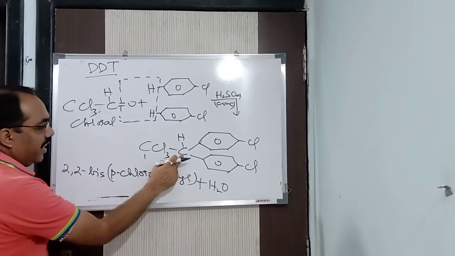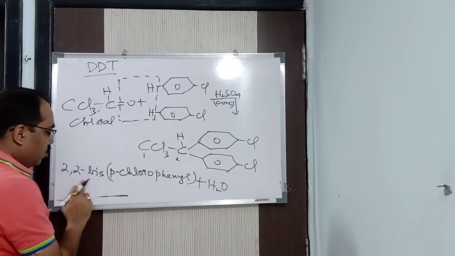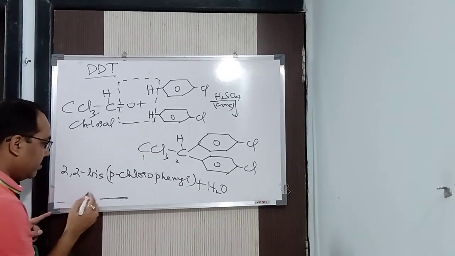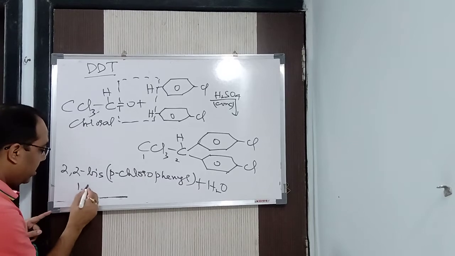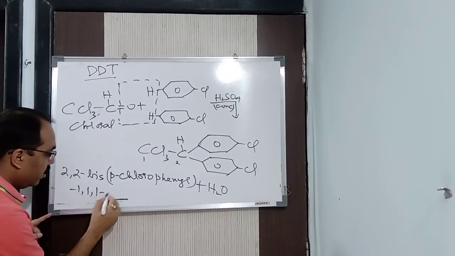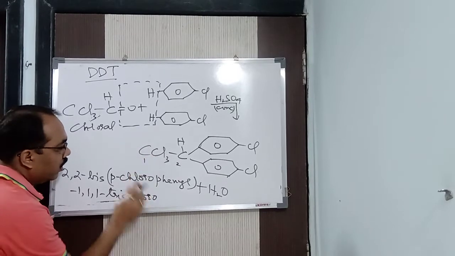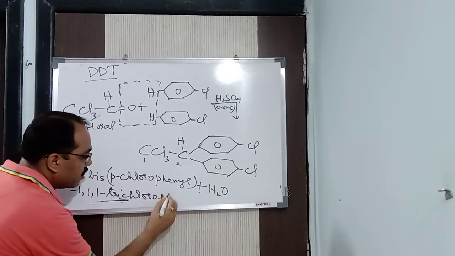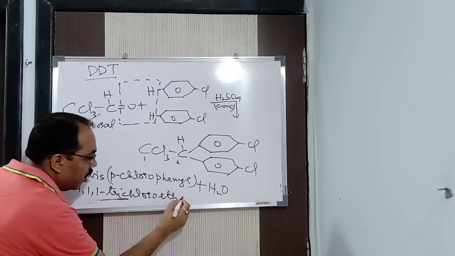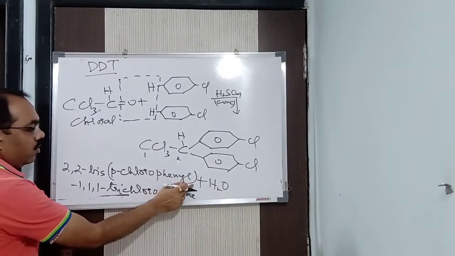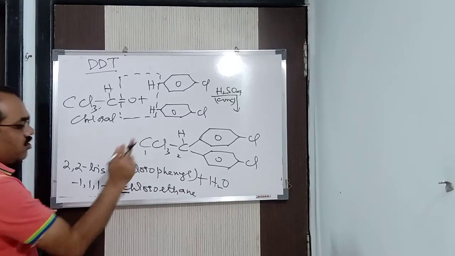So 2 bis. In the second carbon atom we have this 2 bis para chlorophenyl, and in the first carbon atom 3 chlorine atoms are there. You can see Cl3, 1 1 1. What is that? Trichloro, 3 chlorine. Now how many carbons? 2. So it is eth. And what is that? Single bond, so it is ane. So hence the IUPAC name is 2,2-bis(para chlorophenyl)-1,1,1-trichloroethane.